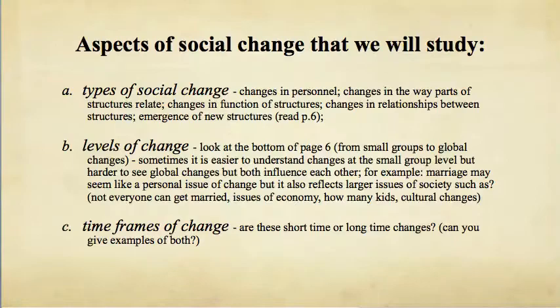All right, so let's move on to aspects of social change that we will study. We can study types of social change, meaning changes in personnel, changes in the way parts of structure relate, changes in functions of structures, changes in relationships between structures, and the emergence of new structures. For more on this, please read page 6 by Harper and Lee. Then we can talk about levels of change. At the bottom of page 6, Harper and Lee explain what they mean.